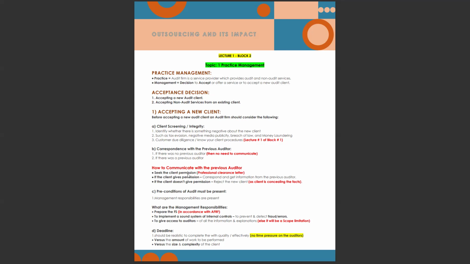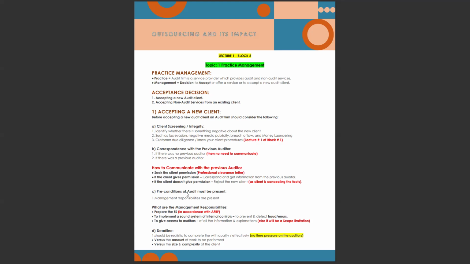First, we obtain permission from client. Before client permission, we can't communicate. That's why we have to obtain the permission of client, means professional clearance letter. If the client gives permission, then correspond and get information from the previous auditor. If the client does not give permission, we can't accept this engagement. Why? Because client is concealing the facts, means there is something fishy which client does not want us to know. That's why the client does not give permission.